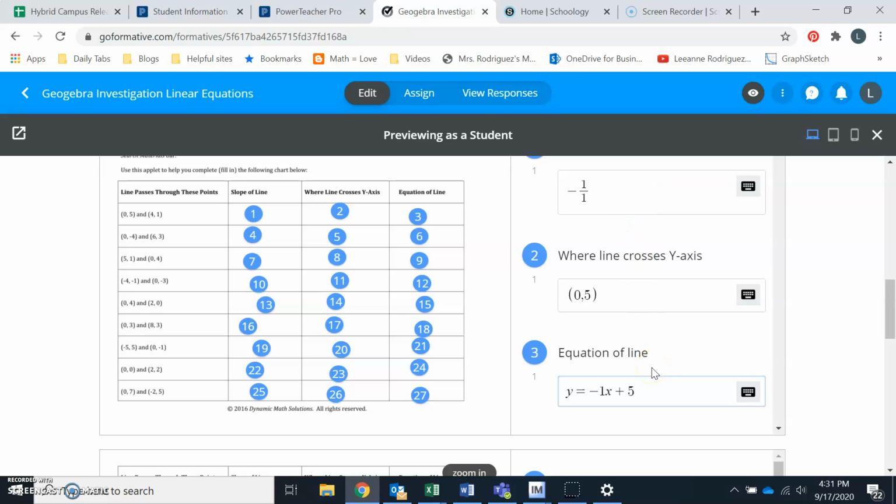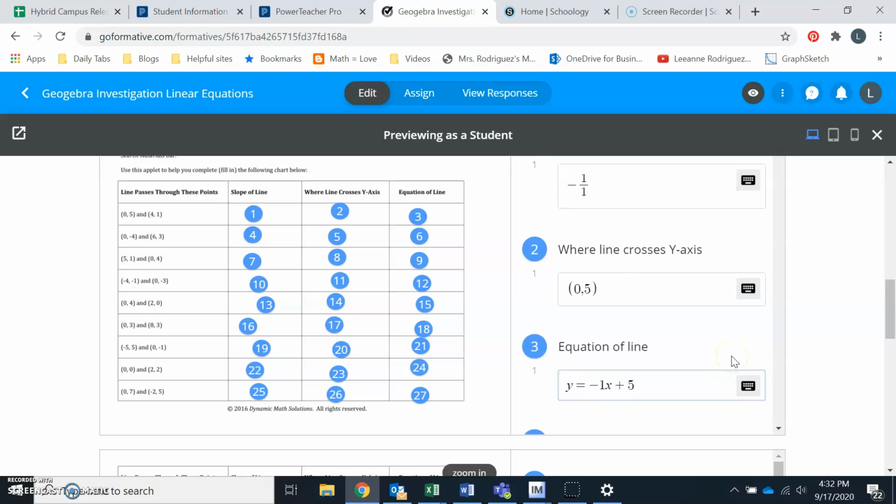The goal is for you to be able to get to a point where you can just look at the equation that they give you in the upper left-hand corner, and from that equation, you should be able to identify the slope and the y-axis. So you're looking for a pattern. Take a look and we'll do one more.